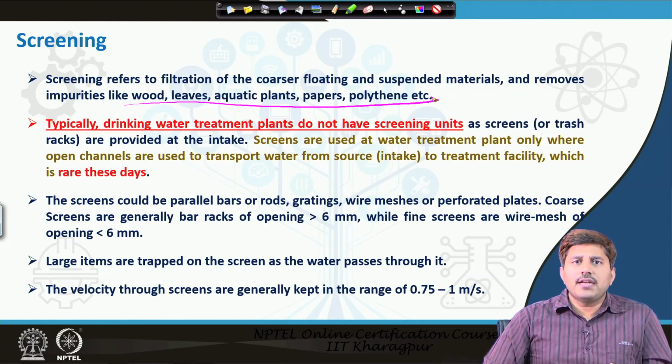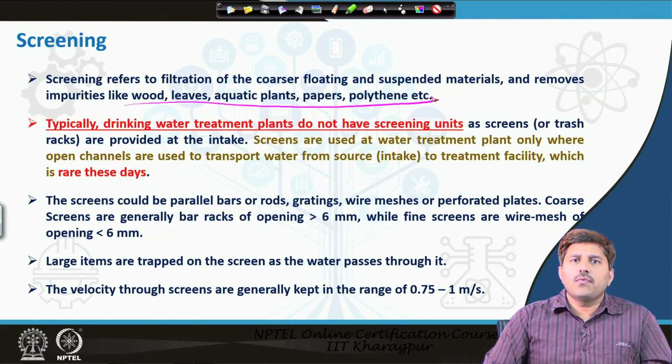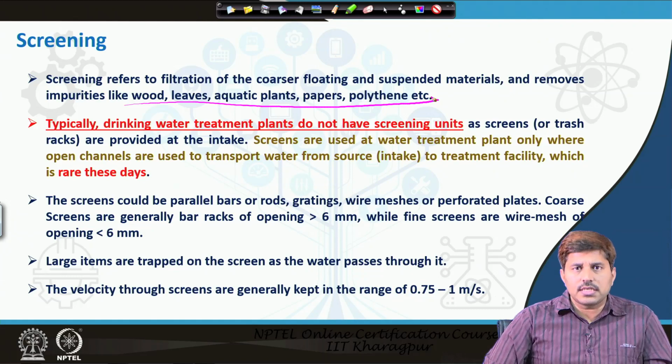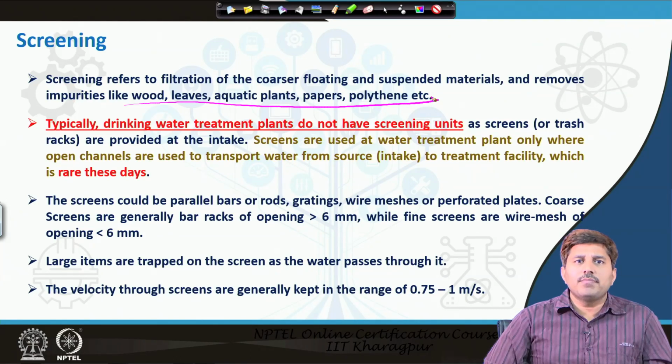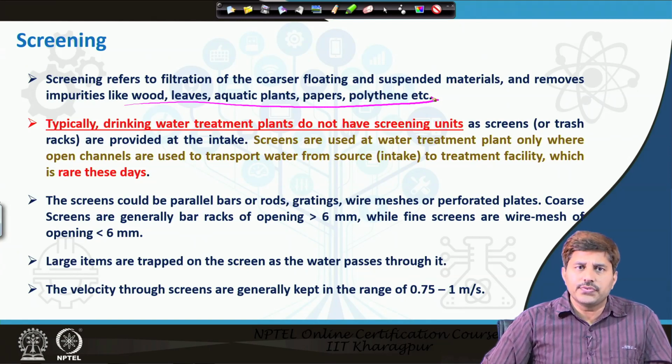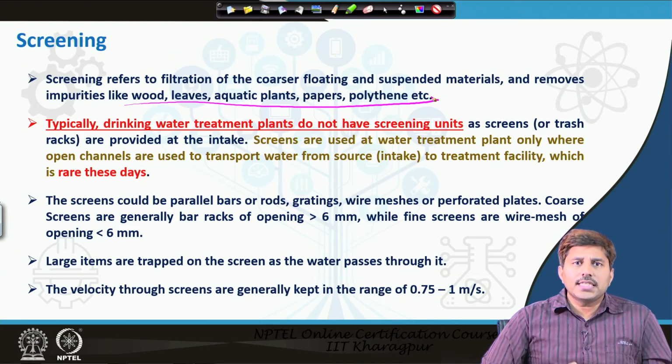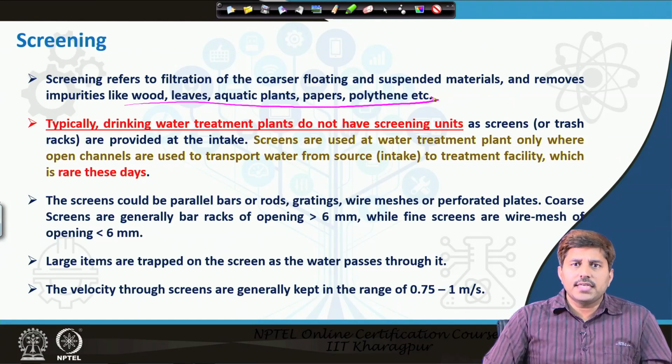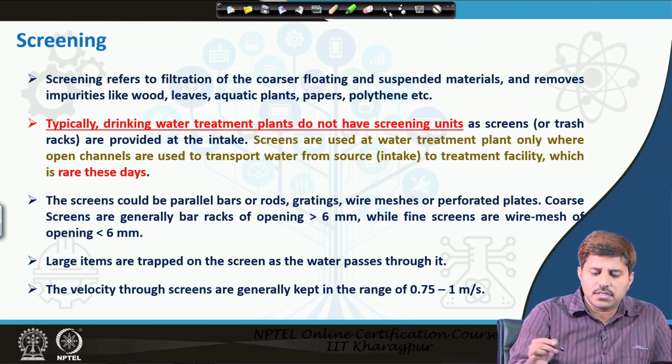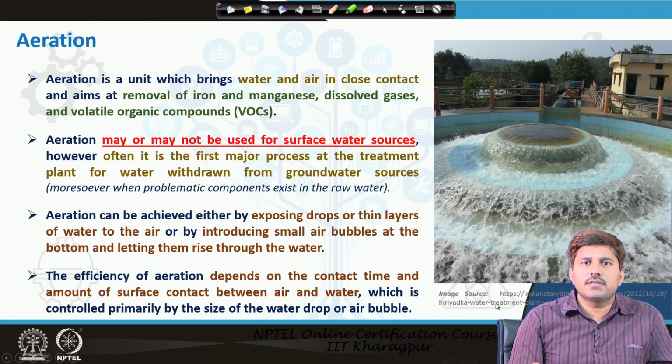Screens could be parallel bars or rods, grating, or wire mesh, or we can even use perforated plates. The coarse screens are generally bar racks where the opening is more than 6 mm, while fine screens are wire mesh with openings less than 6 mm. There are micro screens also available, but they are very rarely used. Large items will be trapped in the screens if we have a screen at the treatment facility or even at the intake, and the velocity through these screens is generally kept in the range of 0.75 to 1 meter per second.